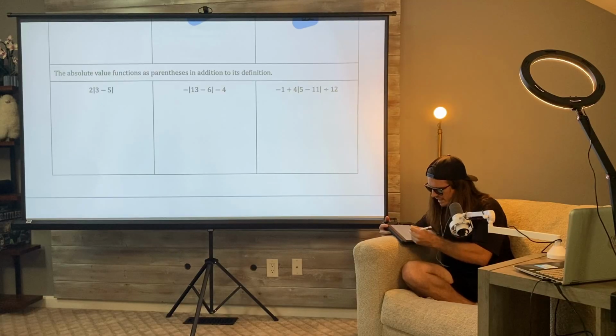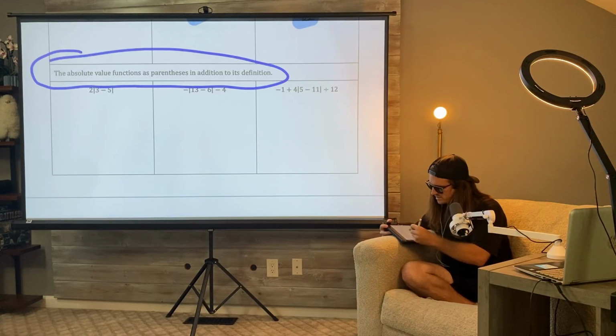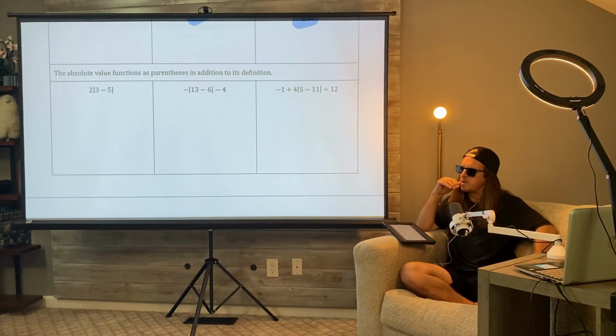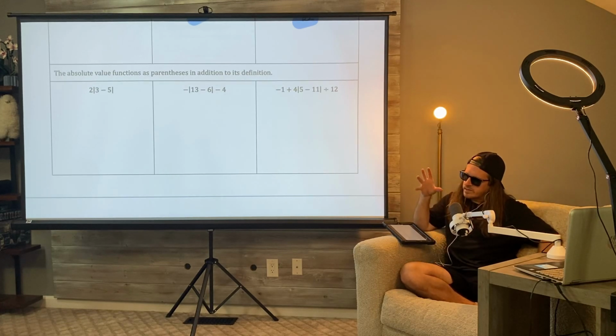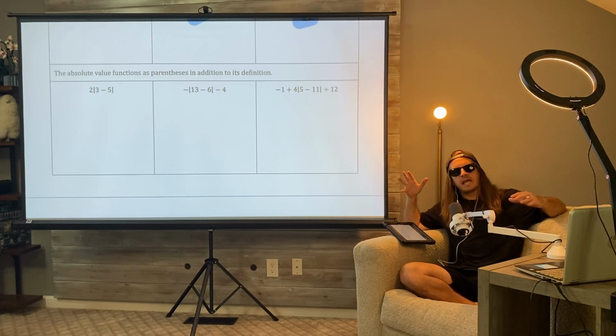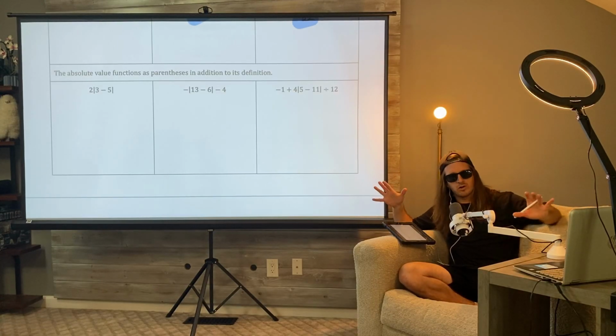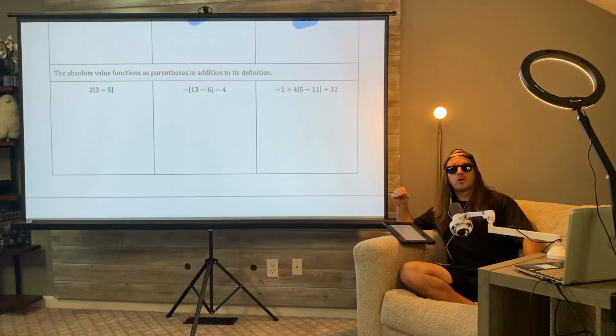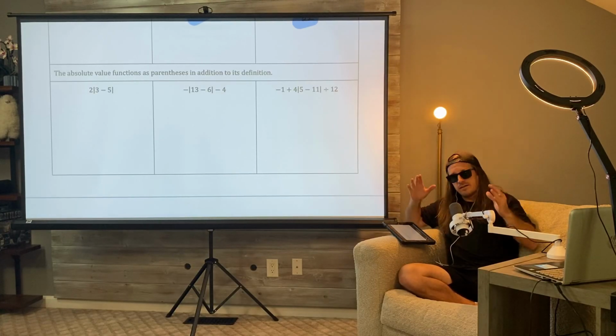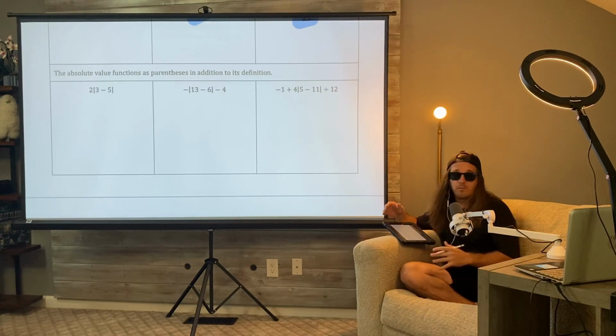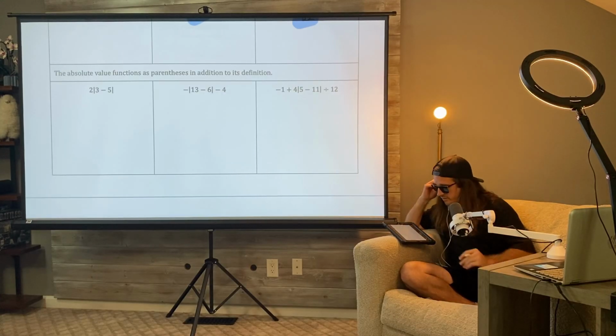All right, here we go. The absolute value functions as parentheses in addition to its definition. So you may or may not know what the absolute value is. I'm not explicitly teaching that right now, but the absolute value informally makes everything positive. There's more to the definition, but that's all you need to know for now. You should also treat the absolute value as if it were parentheses as well, which, that's your P in PEMDAS. That's the very first thing.